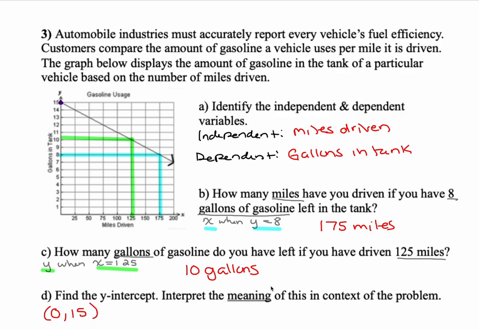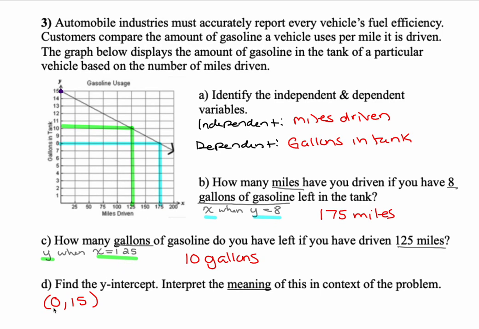Now it does say interpret the meaning of this in context. As a reminder, the context is the amount of gas in the tank after driving so many miles. So the X is the miles driven, the 15 is the gas. This means that I have driven no miles, but I have 15 gallons of gas. So before I even drive, I have 15 gallons of gas. So I would say before the vehicle is driven, it has 15 gallons.